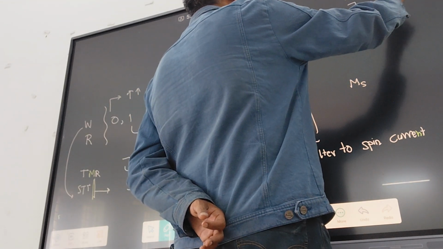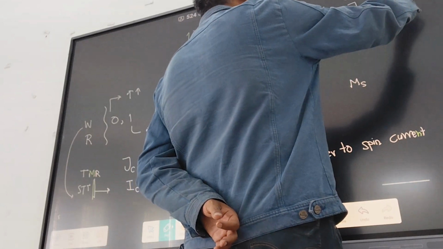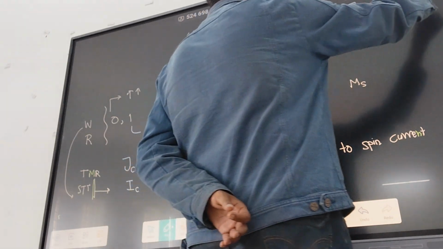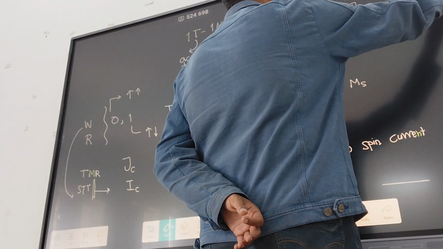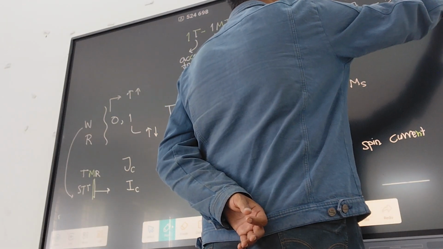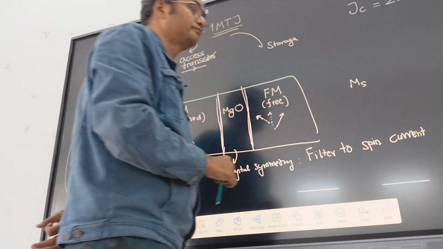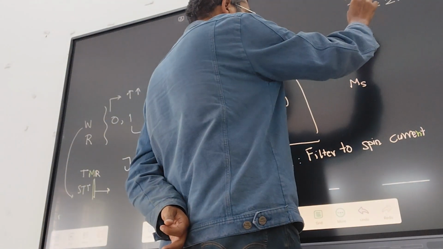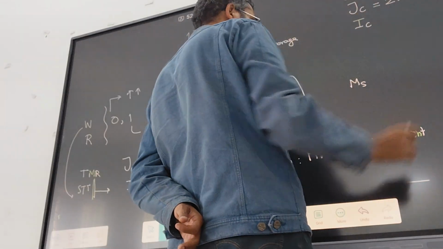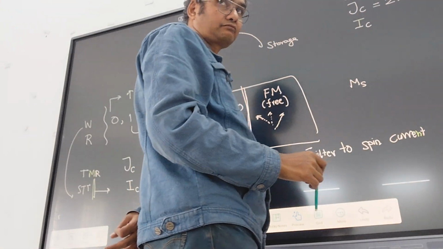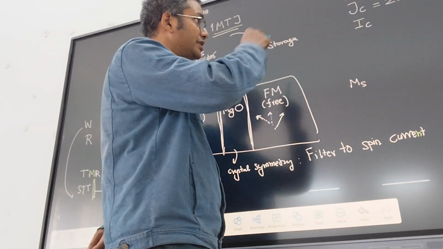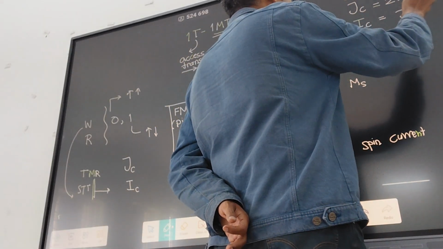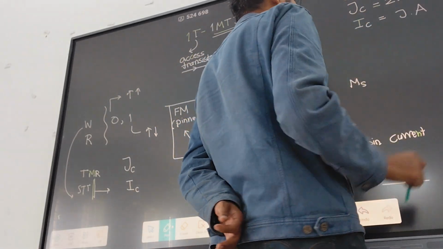और मान लो JC है 2 into 10 to the power -6 ampere per centimeter square. इसका क्रिटिकल करंट कितना होगा फिर? क्रिटिकल करंट, एरिया, कितना होना चाहिए? फाइंड आउट.